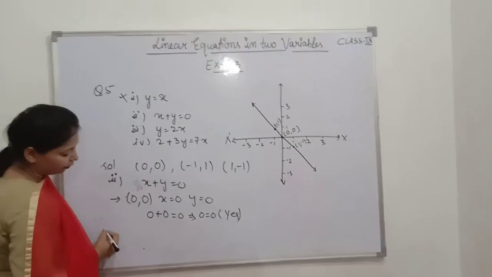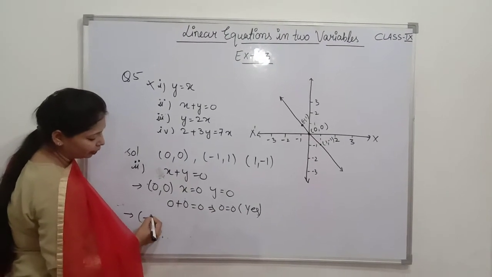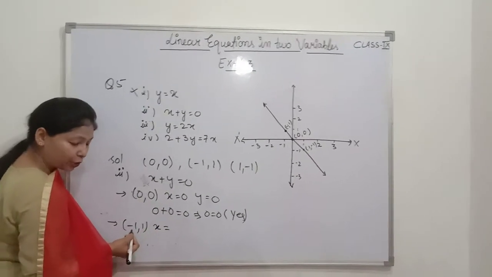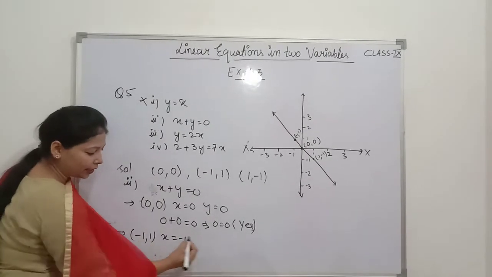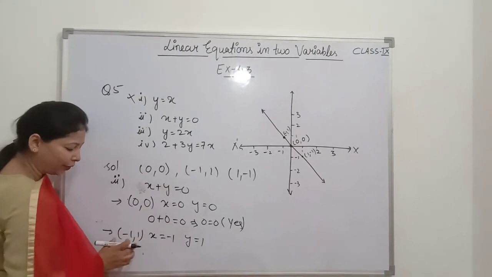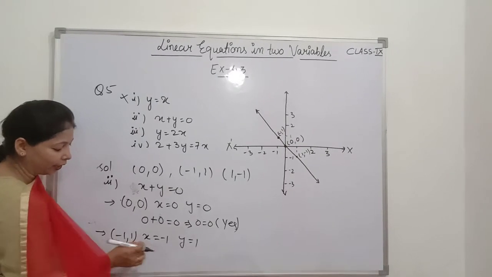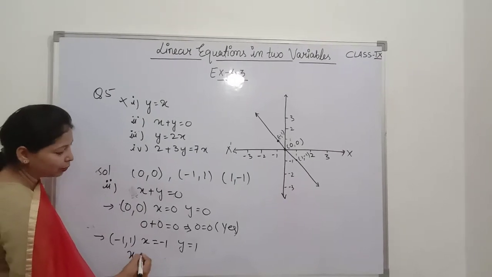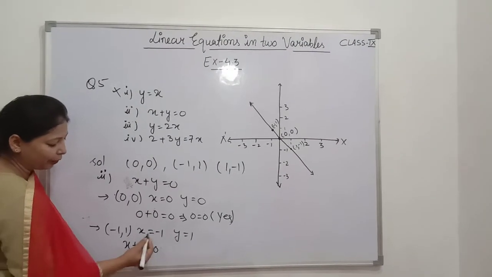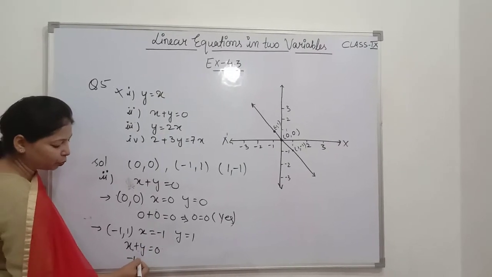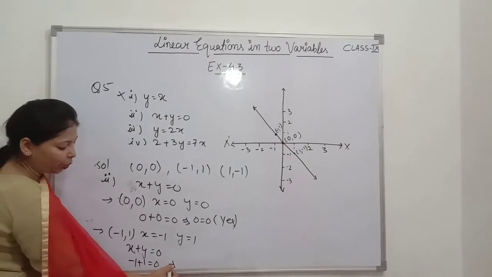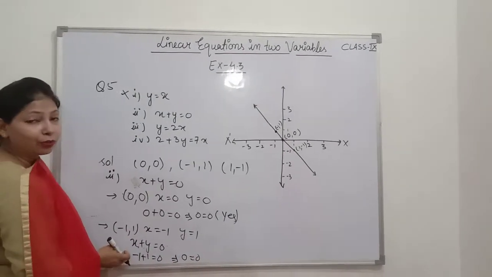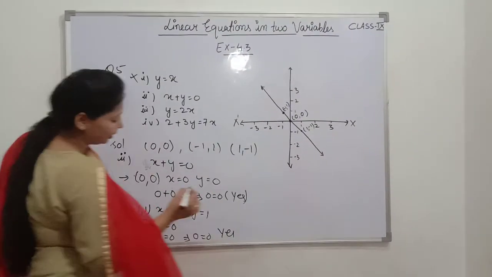This is the first point. Now let us move towards the second point, that is minus 1 1. In this case, the first coordinate is minus 1 and the second coordinate is 1. So I will get the values of x and y from this coordinate: x is equal to minus 1, y is equal to 1. Now I substitute the values in the equation x plus y is equal to 0. What is the value of x? Minus 1. What is the value of y? Plus 1 is equal to 0. That means minus 1 plus 1 becomes 0, and this is equal to 0. So do you think that it satisfies? Yes, it's satisfied.